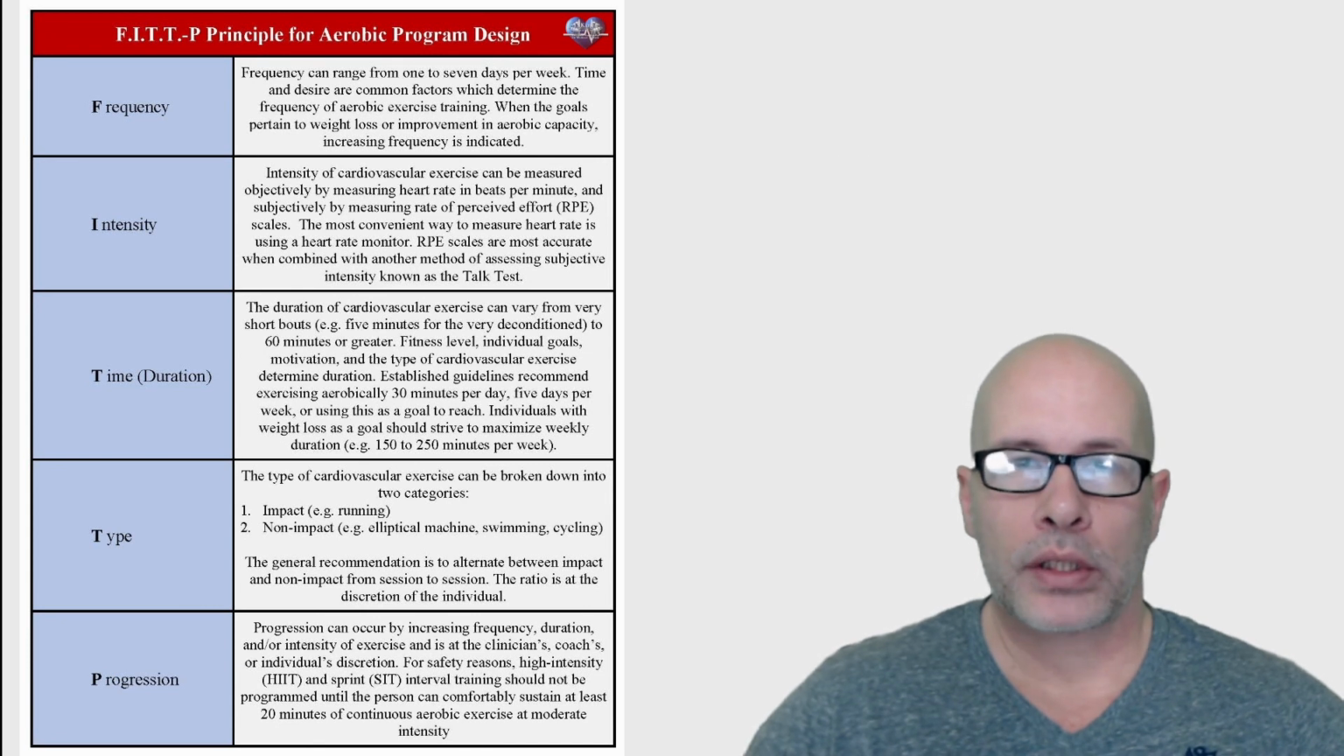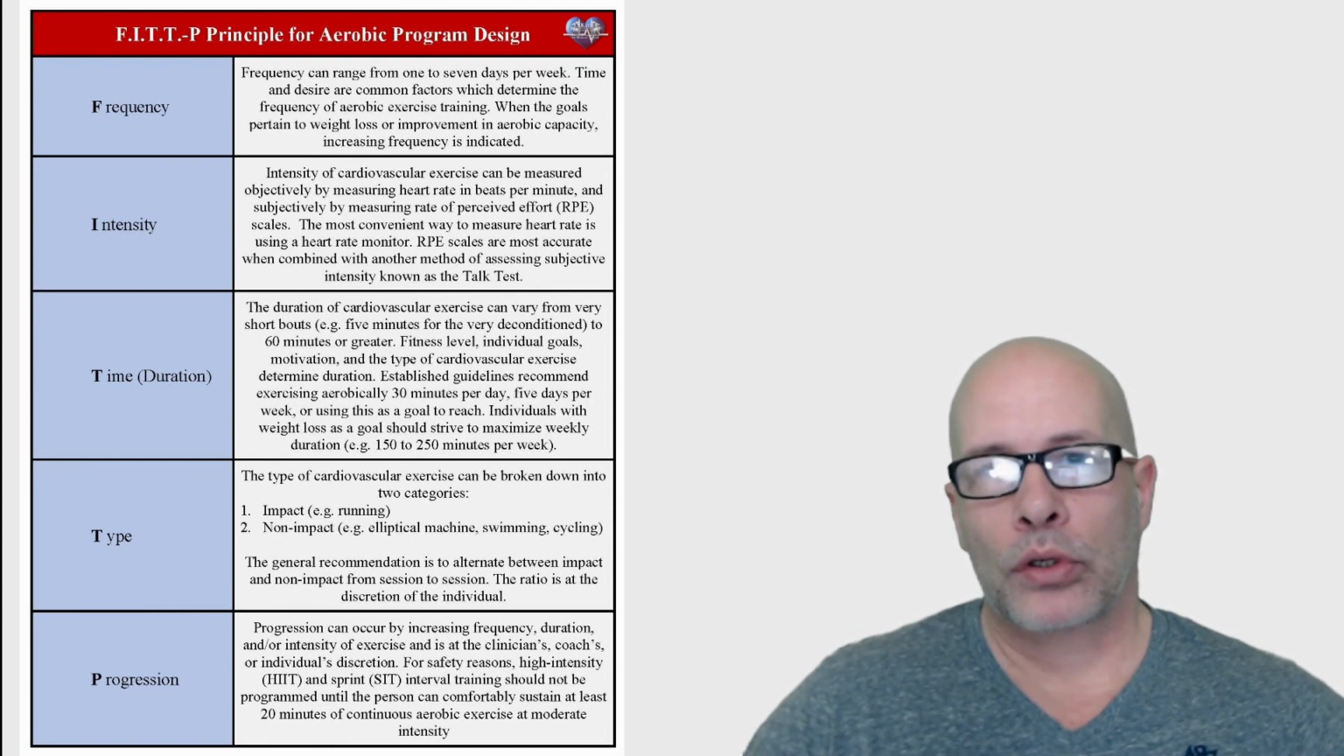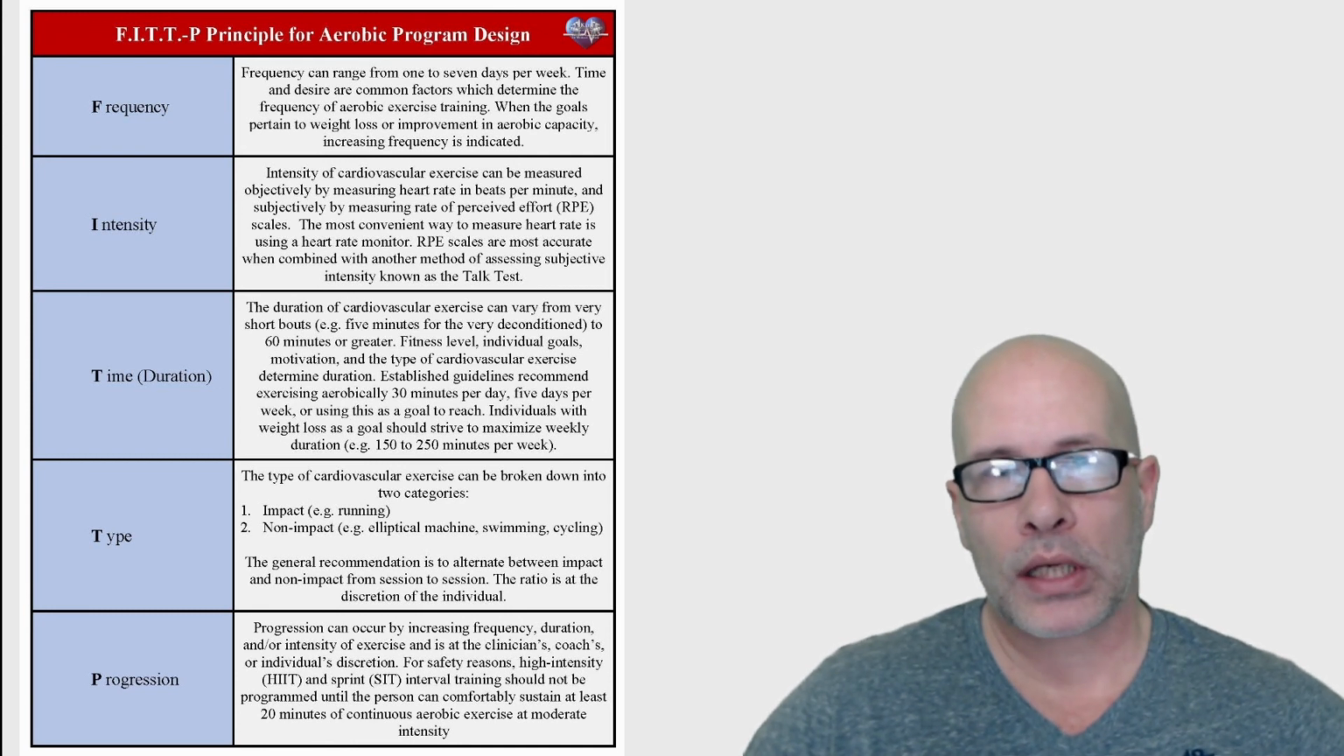For general fitness, rotate between impact, such as walking or jogging, with non-impact, such as cycling or the elliptical machine, so that sometimes you're impacting your joints and sometimes you're giving them a break. If you suffer from disease or are deconditioned, start low, such as a 3 on a 1 to 10 scale, and then progress in small tolerable increments. And make sure you don't insert high-intensity interval training into your program until you can sustain at least 20 minutes of continuous exercise.